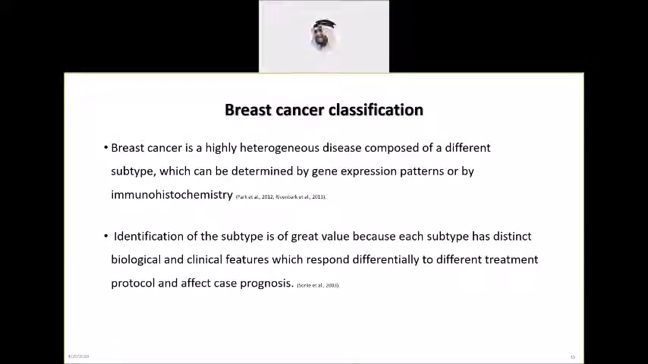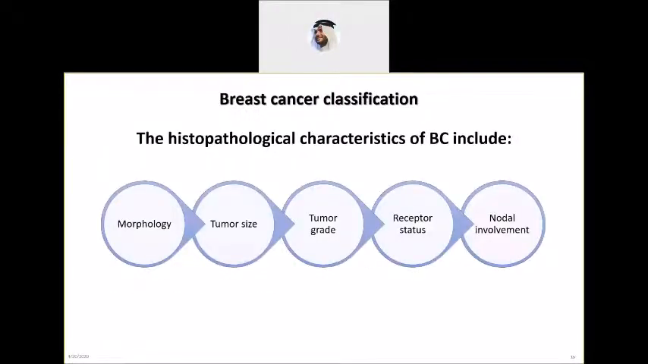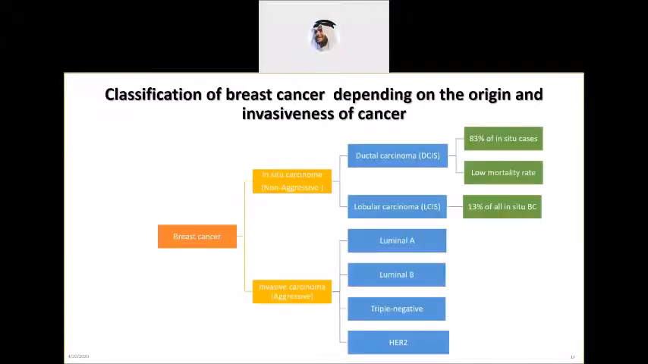The issue with breast cancer classification is that breast cancer is a highly heterogeneous disease composed of different subtypes, which can be determined by gene expression pattern or by immunohistochemistry. Identification of the subtype is of great value because each subtype has distinct biological and clinical features which respond differently to different treatment protocols and prognosis. We can classify breast cancer according to histopathological characteristics like morphology, tumor size, tumor grade, receptor status, and nodal involvement. But we can also classify breast cancer depending on its origin.